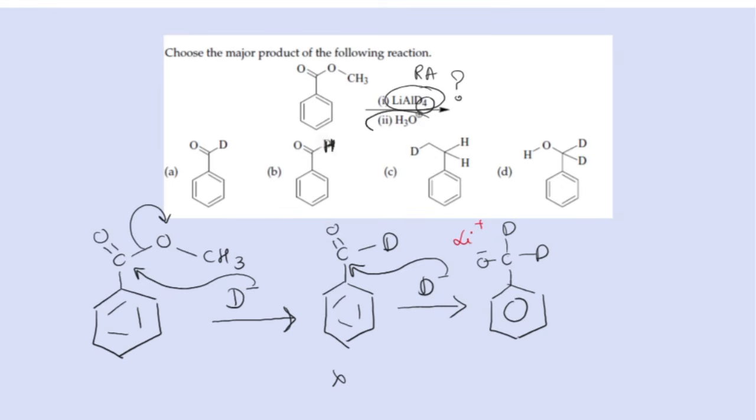Now, what is done in the last step? Hydrolysis. That means we are getting rid of this lithium ion and replacing it with the proton. So, it will become OH. So, this is nothing but alcohol. And here, what do we have? Deuterium. So, when an ester is reduced using lithium aluminum hydride, the final product is an alcohol.